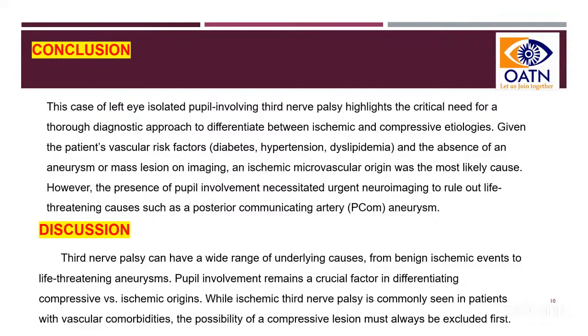In this discussion part, third nerve palsy can have a wide range of underlying causes, from benign ischemic to even life-threatening aneurysms. Pupil involvement remains a crucial factor in differentiating compressive versus ischemic origin. While ischemic third nerve palsy is commonly seen in patients with vascular comorbidities, the possibility of a compressive lesion must always be excluded first.